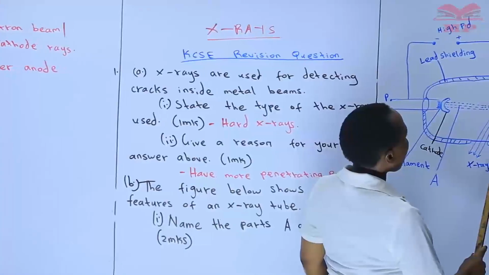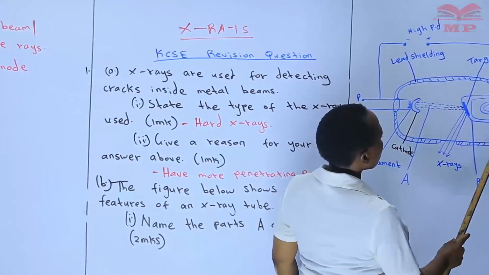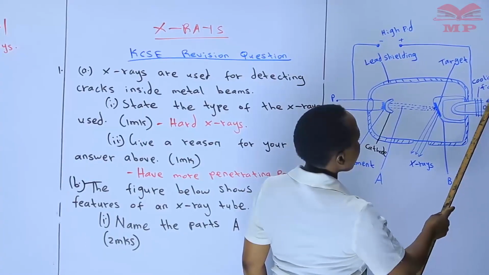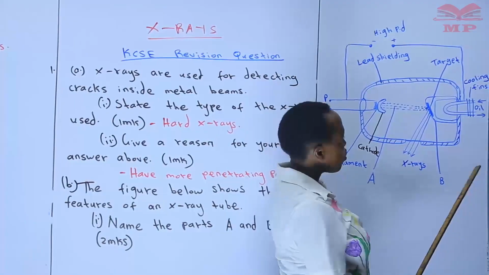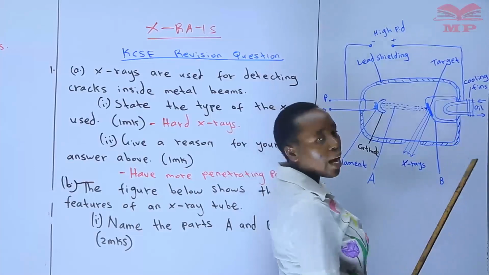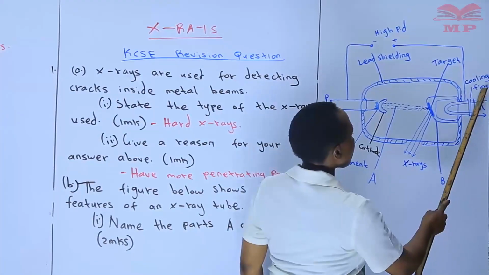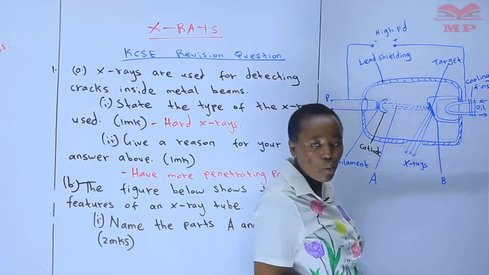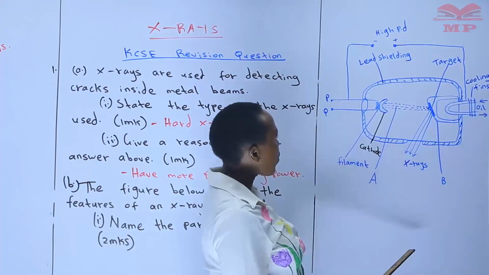So we can complete before we go to the next question. This is our copper anode. This is our target, as you can see. So here cooling is being enhanced by the cooling fins and the oil. We say that cooling will be achieved by the cooling fins, the oil, and the copper anode, which is a good conductor of heat.